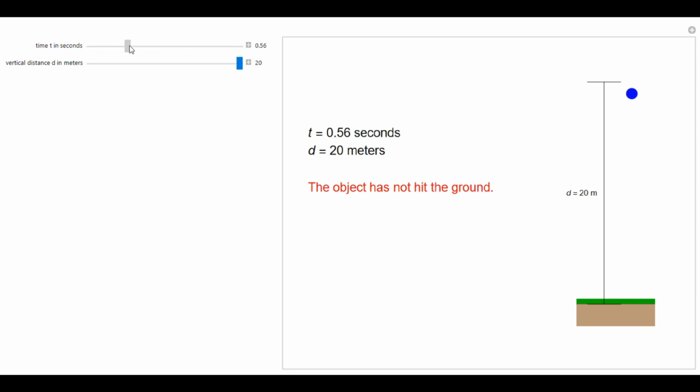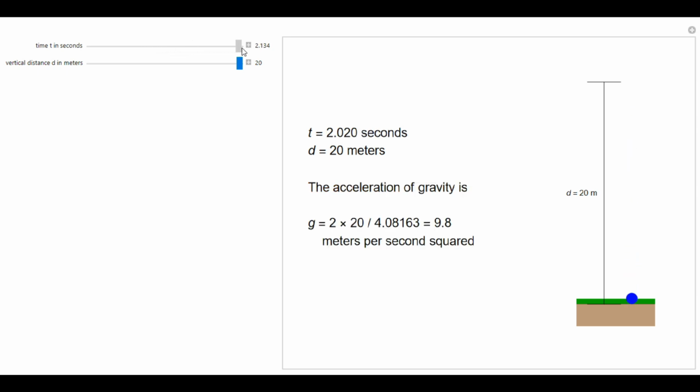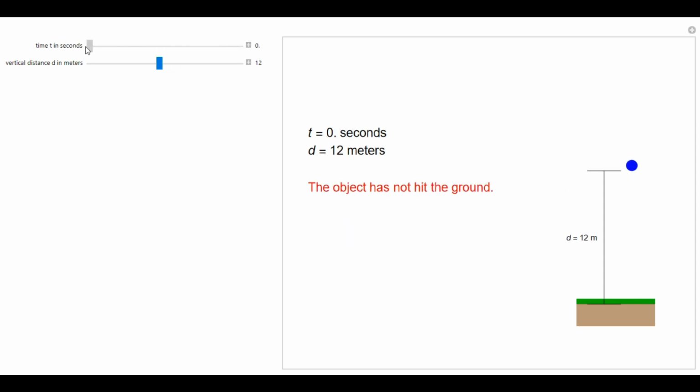Timing the fall manually can introduce errors. Using a digital timer or a smartphone app can improve accuracy. 3. Height measurement. Ensure the height is measured accurately. A small error in height can lead to a significant error in the calculated value of g.